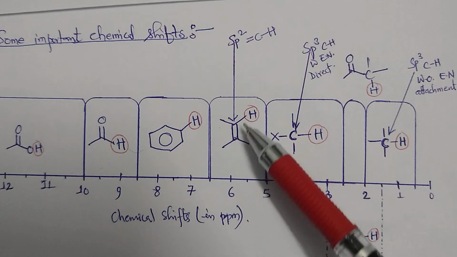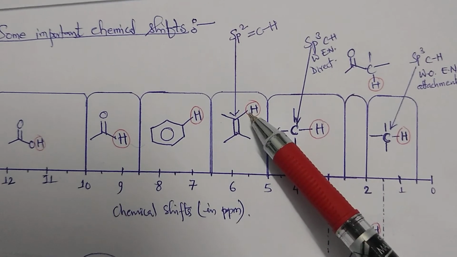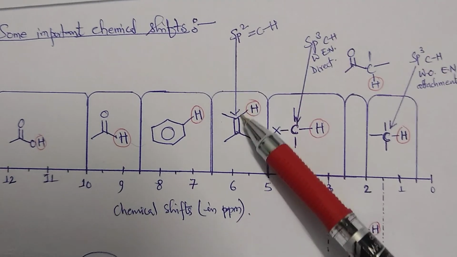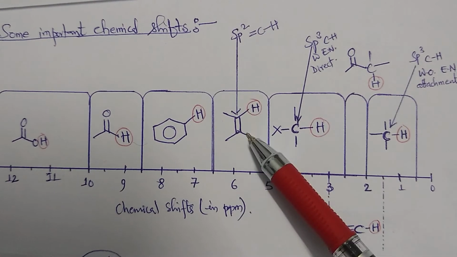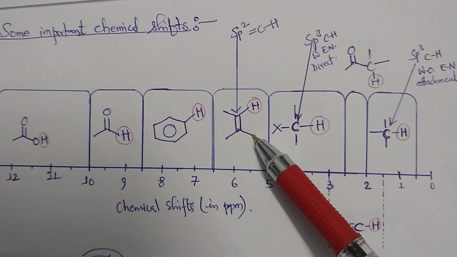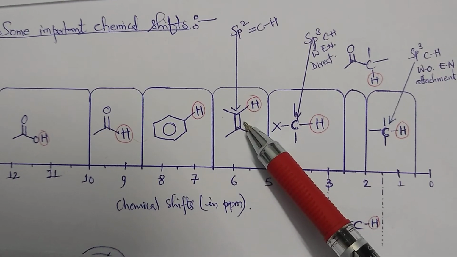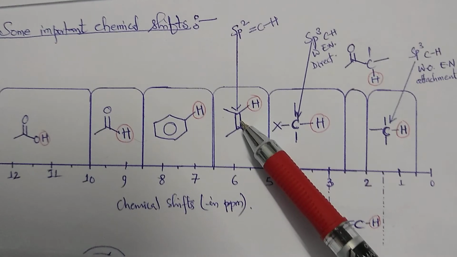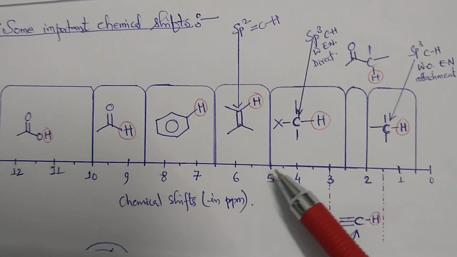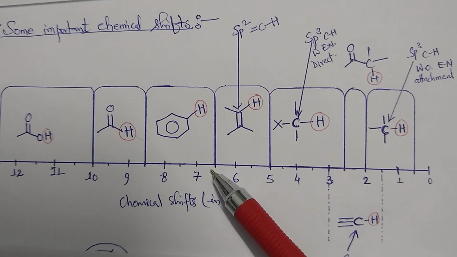Similarly, we can consider the proton here, which is attached to an sp2 hybridized carbon having a double bond. This pi bond is responsible for the anisotropic effect, which will give a chemical shift between 5 to 6.5.